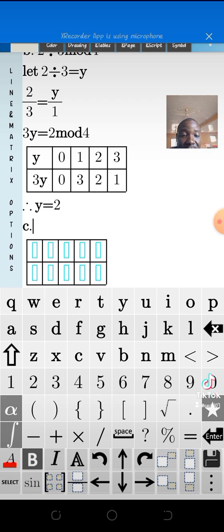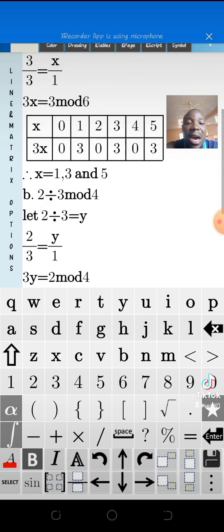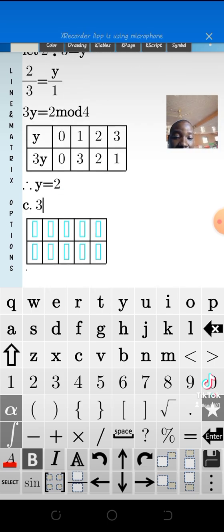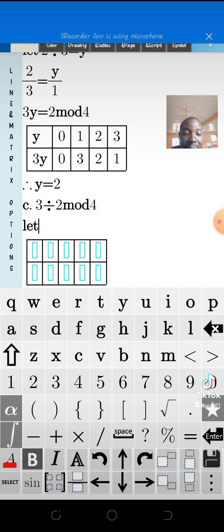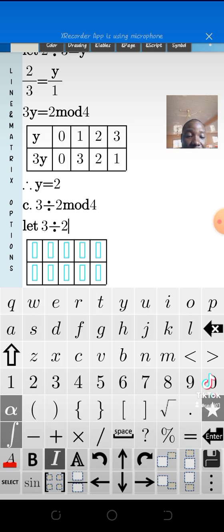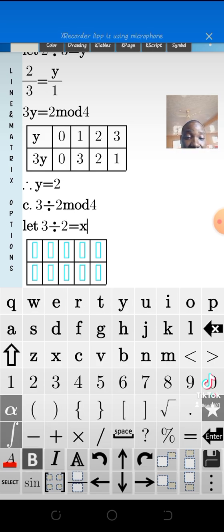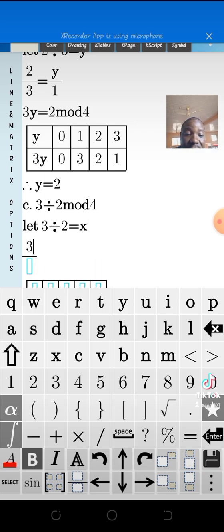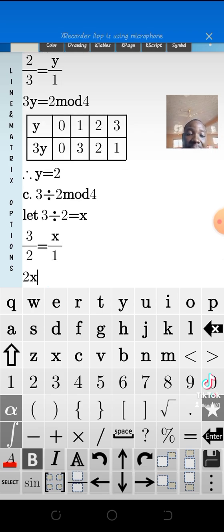Let's quickly run through part c, where we have 3 divided by 2 this time around, but still in mod 4. So you say let 3 divided by 2 be equal to, let's say, x, a particular variable. And then of course 3 divided by 2 equals x over 1. Is that okay? Cross multiplying now, you have 2x equals 3 in mod 4.